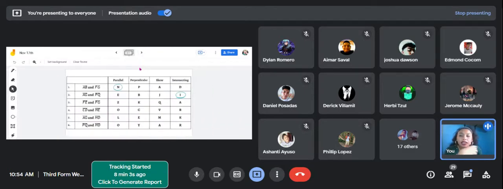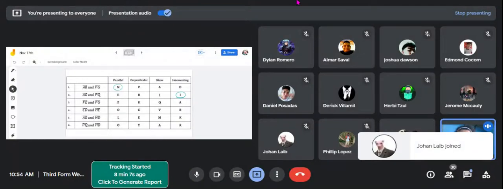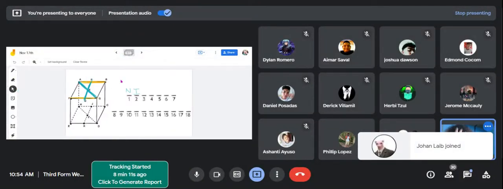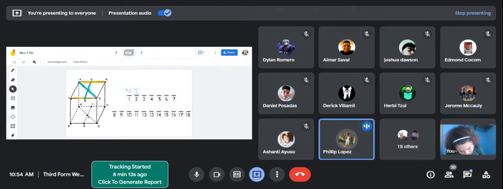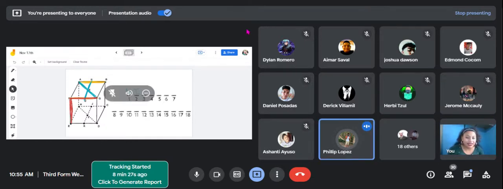The next one is FE and FG. FE, perpendicular. FE, and what was the other one? FG? Okay, this one. These two. What is it? A perpendicular.